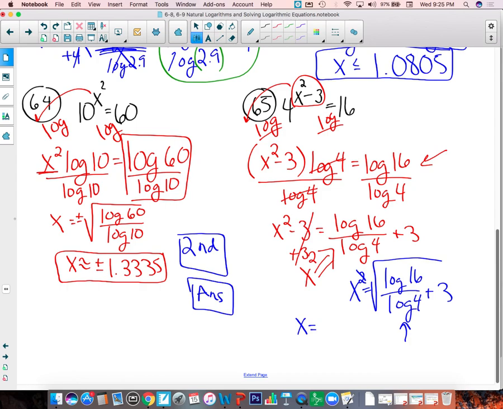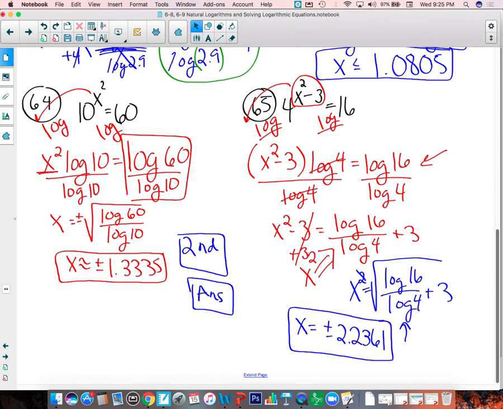So for 65, we should get 2.2361. So plus or minus 2.2361. Okay, and then that should be it.